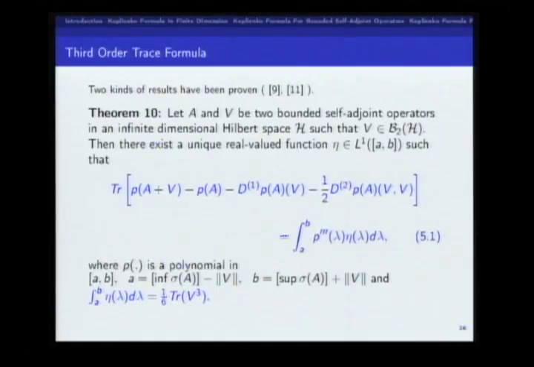So the statement is, then there exists a unique real-valued function, not necessarily positive anymore, such that the trace of, you see, I'm now subtracting the second order Fréchet derivative of the function, D2, evaluated as a quadratic form, a bilinear form on V, V, is given by the third derivative times this spectral function eta, where P as before is a polynomial, and sort of expected that the integral of eta is 1/3!, 3 factorial, times trace V cubed. That's why I said the more natural hypothesis for this theorem would be V in B3, but that is not possible to prove so far.